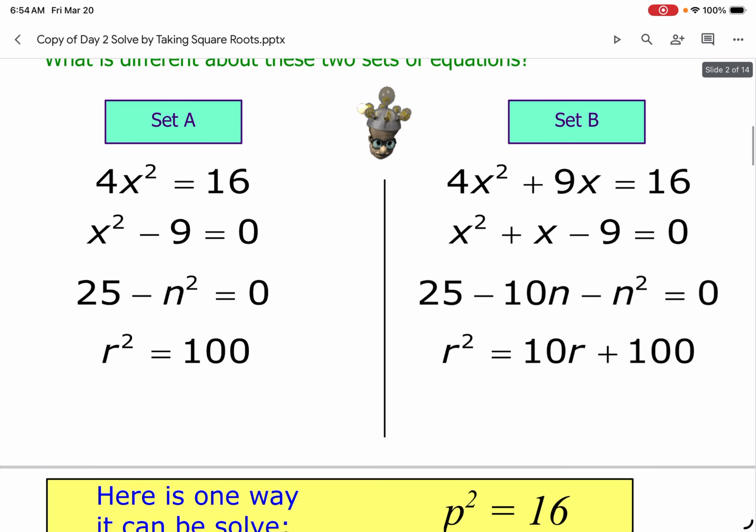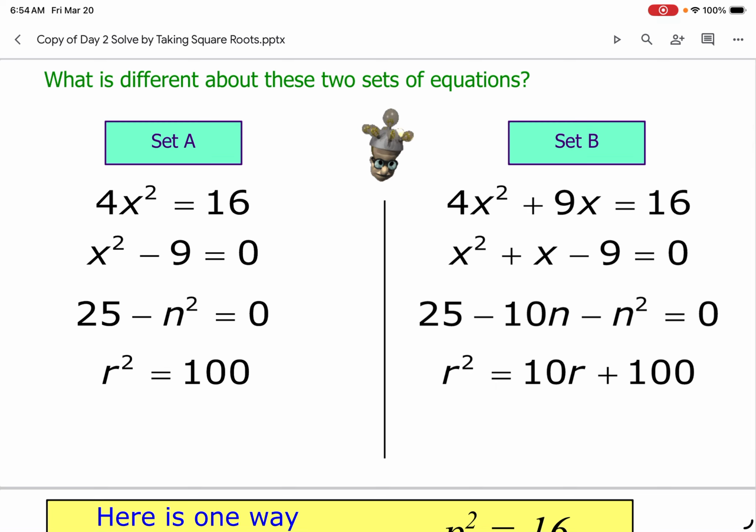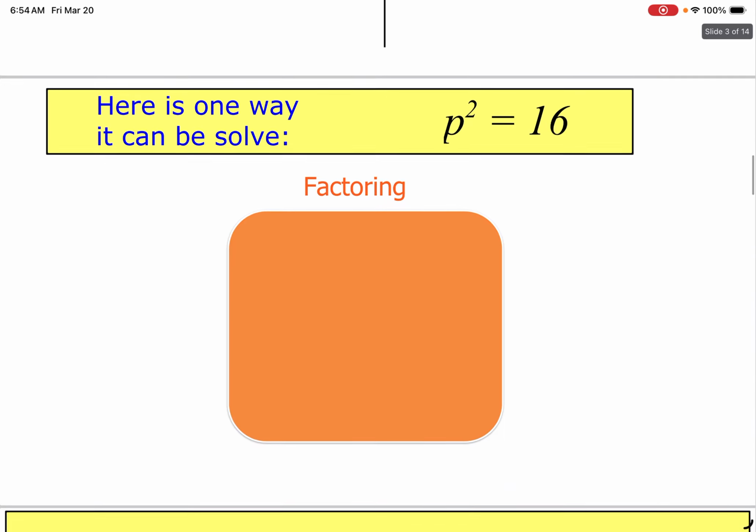Now, these two problems here, we have set A and set B. They're completely different. All of the problems in set A are some variation of a difference of squares. All of the equations in set B are perfect square trinomials, where you have a bx term. So one of the key factors of this is you don't want to have a bx term, but we'll come and visit that a little bit later.